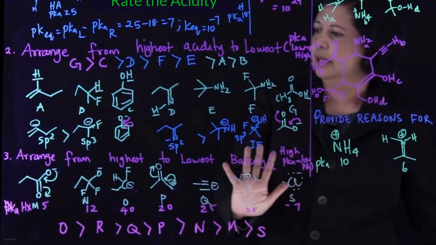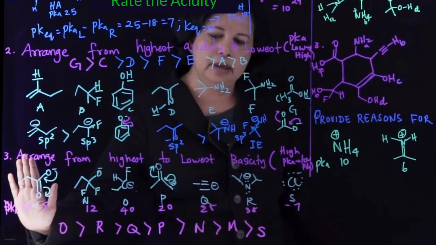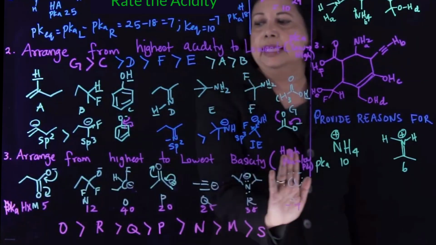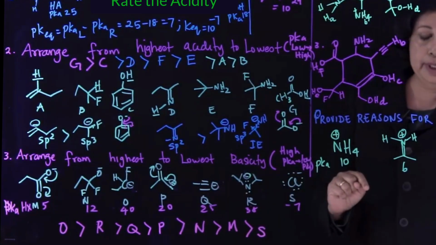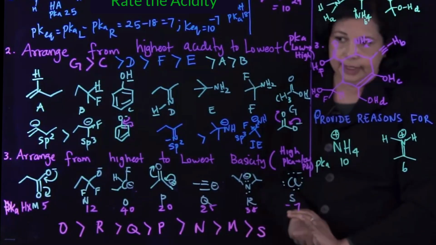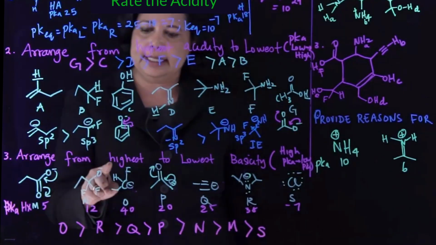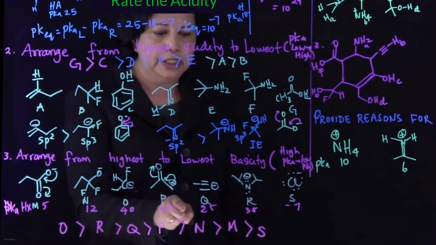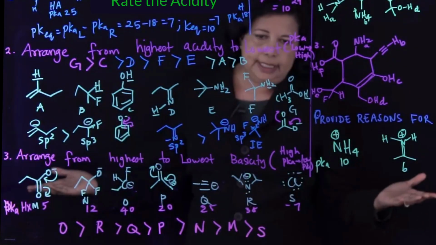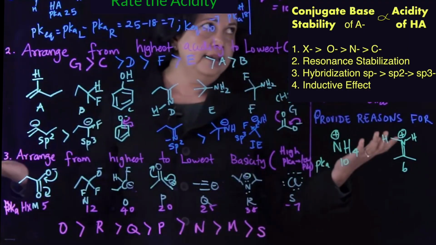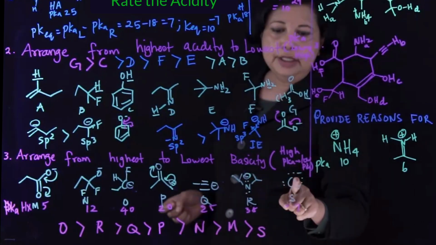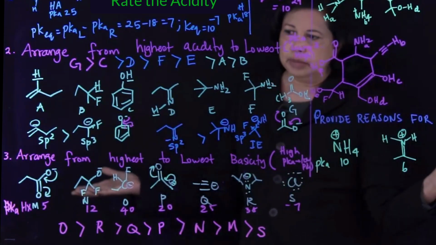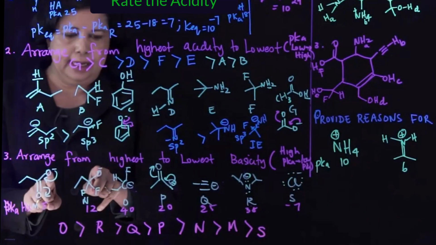To recap, one of the ways you can arrange according to basicity is to look at the anion stability and directly follow these 4 effects, or you can protonate them and look at the pKa of the HX, the acidity of the HX. Acidity is going to be proportional to the conjugate base stability. So halogens are always going to be more stable than oxygen anions.